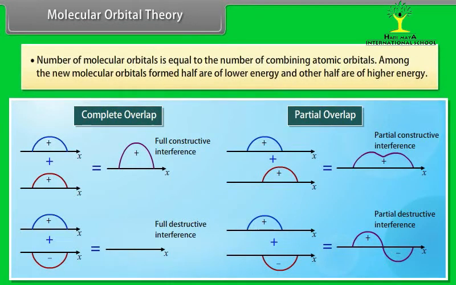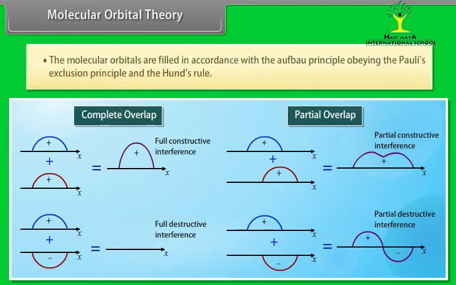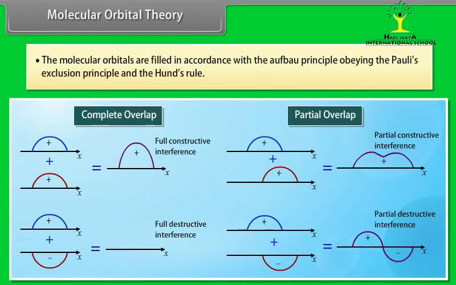Number of molecular orbitals is equal to the number of combining atomic orbitals. Among the new molecular orbitals formed, half are of lower energy and the other half are of higher energy. The molecular orbitals are filled in accordance with the Aufbau principle, obeying the Pauli's exclusion principle and Hund's rule.